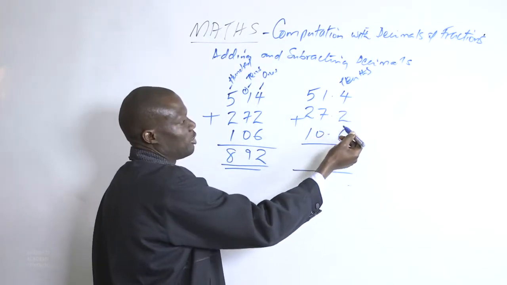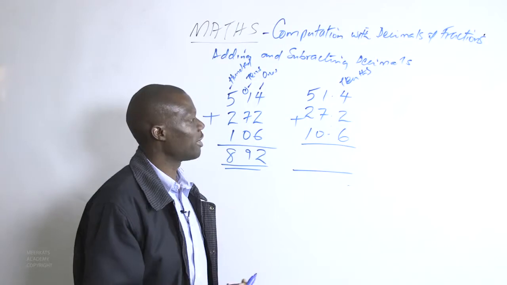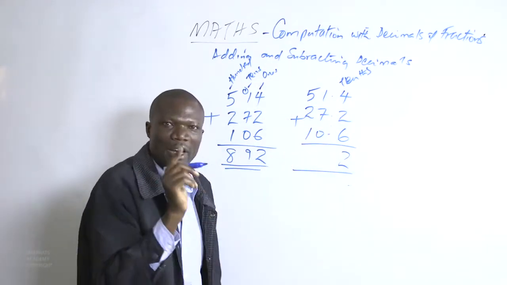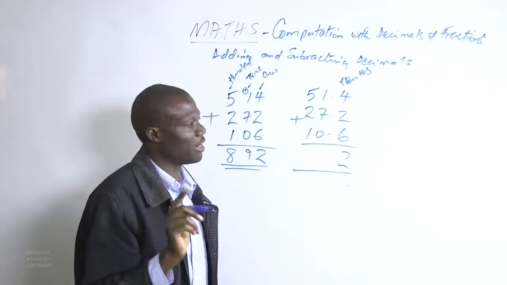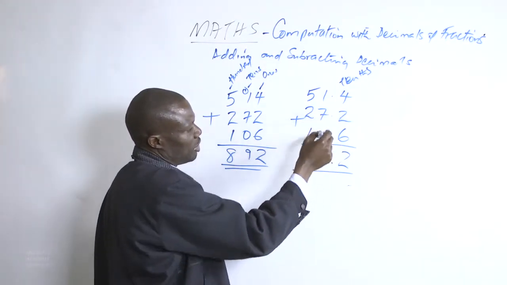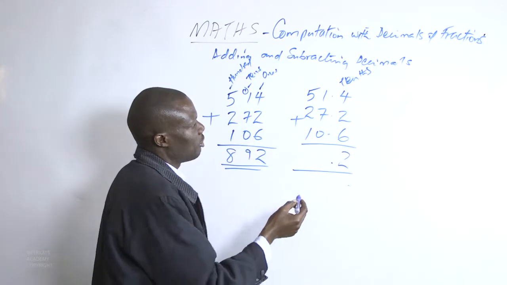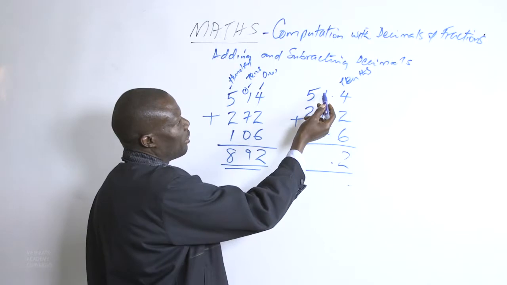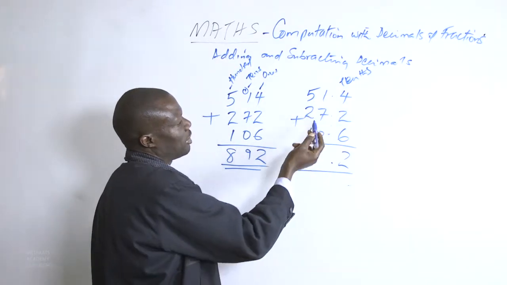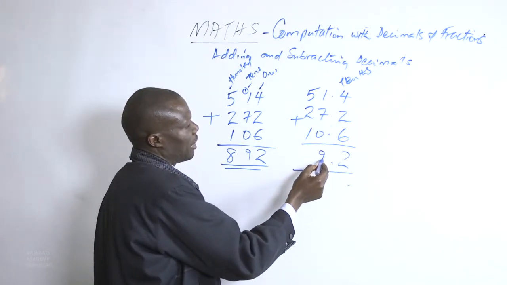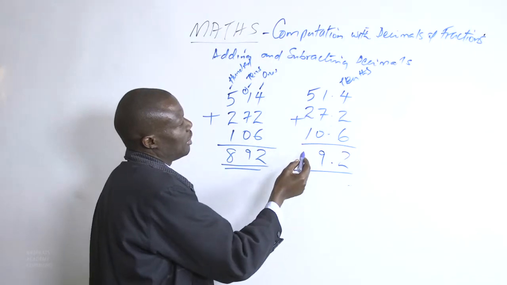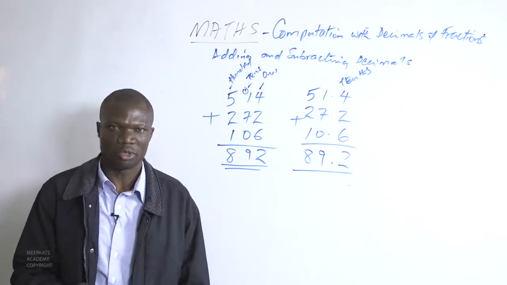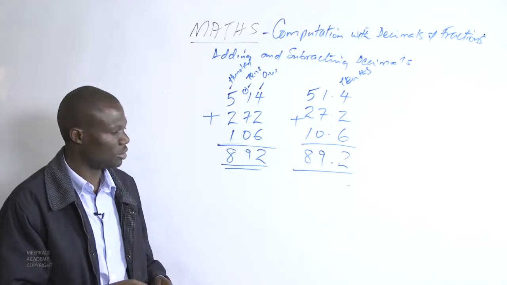So 4 plus 2 plus 6 on the decimal side gives us 12, carry 1. Now the column where we have a decimal place remains on the same line. So we have 12, and then we carried 1. The 1 comes here, it is 2 plus 7 is 9, and then this one gives us 8. So we have 89.2.